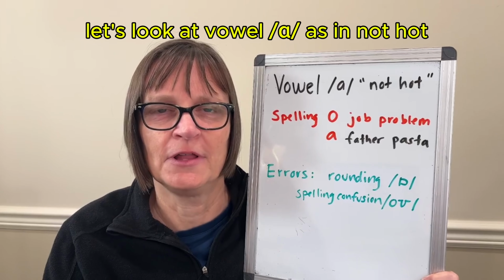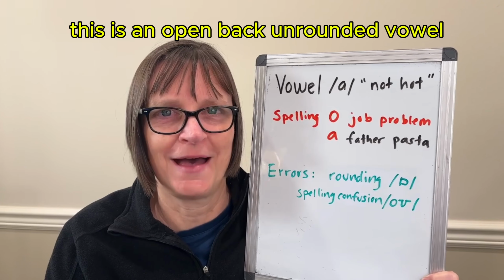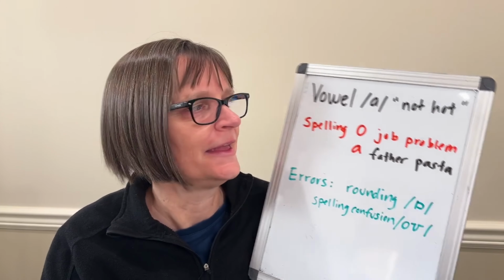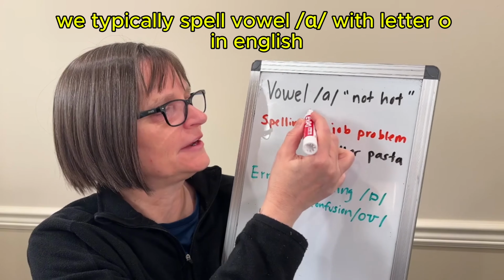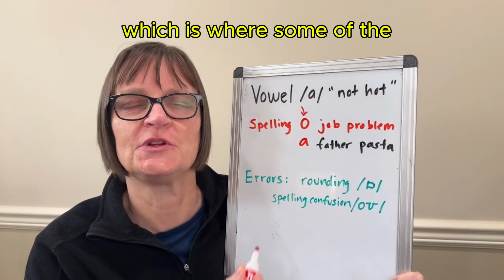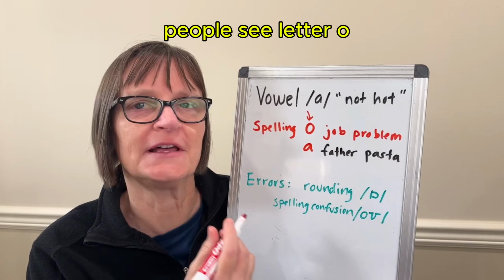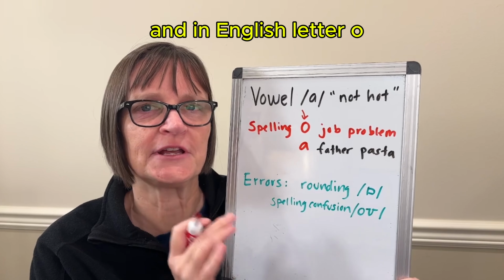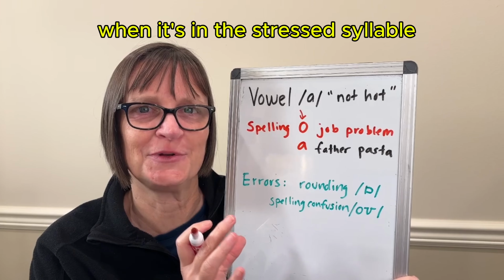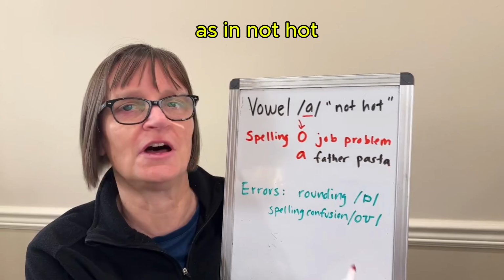Let's look at vowel ah as in not hot. This is an open back unrounded vowel. We typically spell vowel ah with letter O in English, which is where some of the accent error patterns come from. People see letter O and they want to do more of a rounded vowel. And in English, letter O, when it's in the stressed syllable and it's the main vowel, typically is going to say this ah as in not hot.